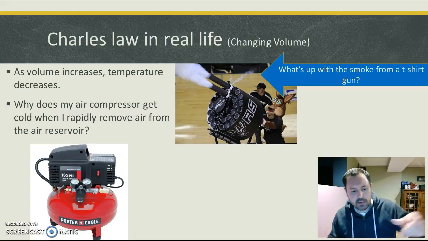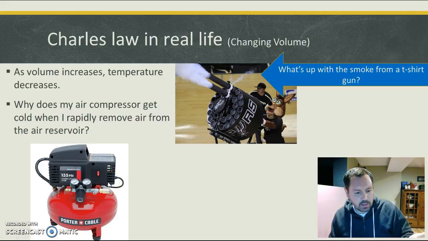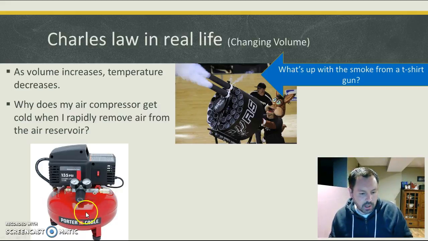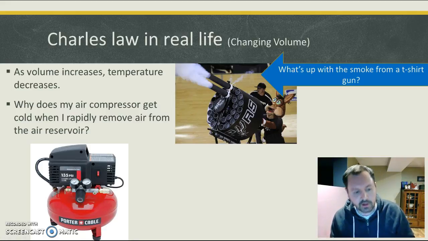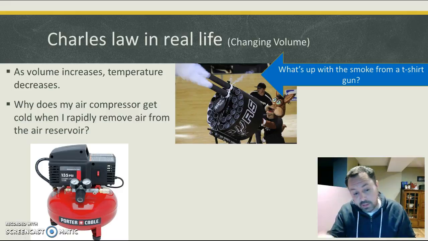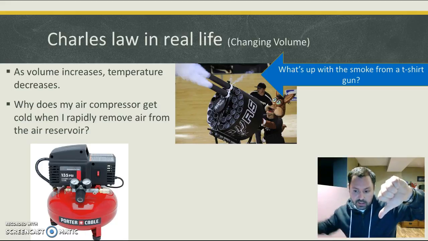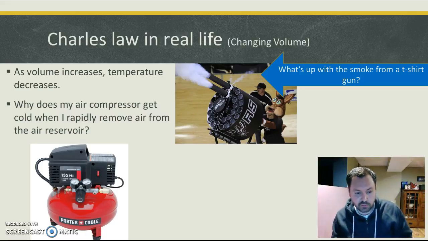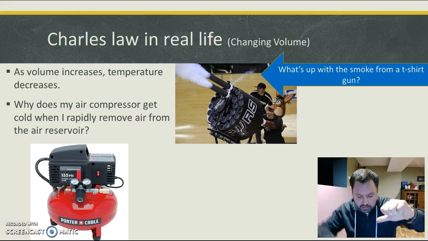Here's another example. I have an air compressor like this at home, and I use it to fill up my tires and bike tires and things like that. One of the things you're supposed to do after you're done using it is empty all the air out of the bottom of this. There's a little valve at the bottom that you can use. I always think it's fun to empty the air out very, very quickly, because when you empty the air very quickly, we are decreasing the volume very quickly, therefore we're decreasing the temperature very quickly. It actually forms a little bit of ice right around the nozzle where the air is coming out because of Charles' law. Decreasing the volume, you're decreasing the temperature.